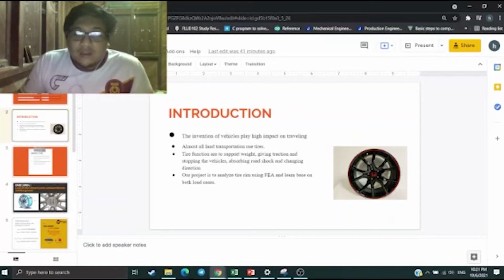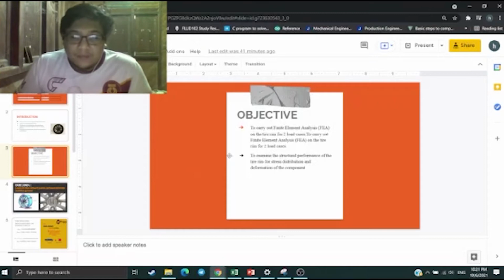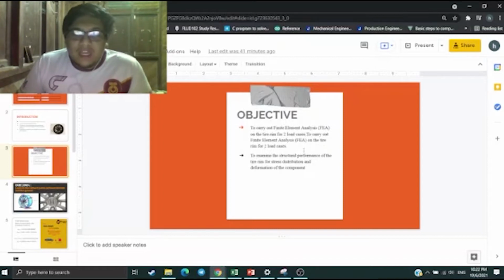So our project is to analyze this part on two load cases. Our objective is to carry out finite element analysis on this tire for two load cases and to examine the structural performance of the tire rim for stress distribution and deformation of the component. I'm giving my teammate the floor to present both load cases.